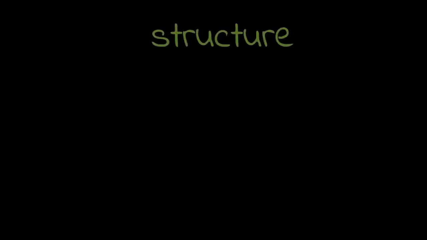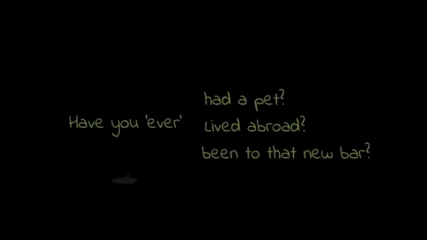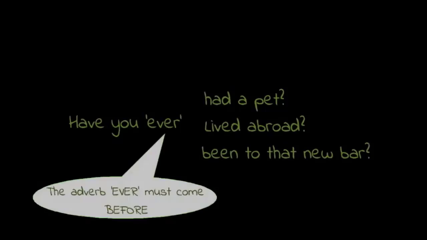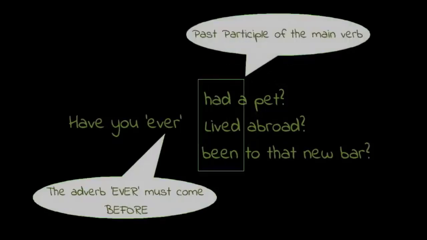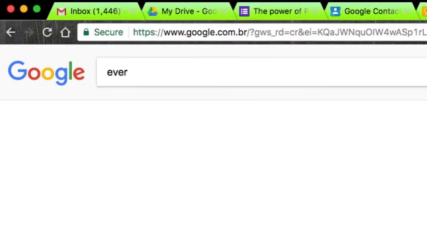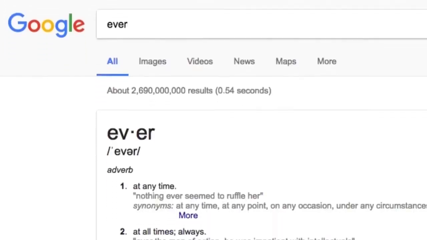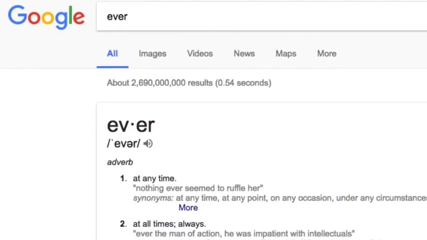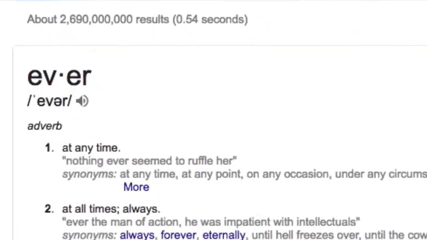Now let's take a look at the structure. As you can see, the adverb ever always comes before the past participle form of the main verb. And that's all there is to the structure of these questions. And now let's take a look at meaning. If we Google the adverb ever, or if we look it up in any good dictionary, we're going to find that, among other things, it means at any time or at any point. And that's the definition we're interested in.